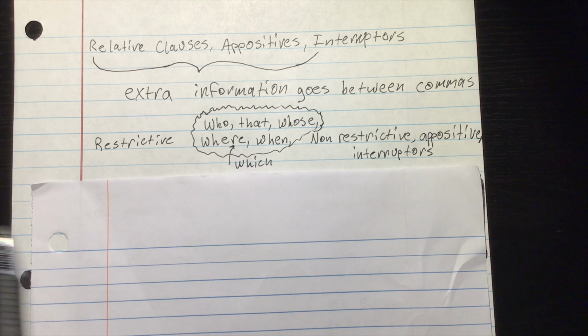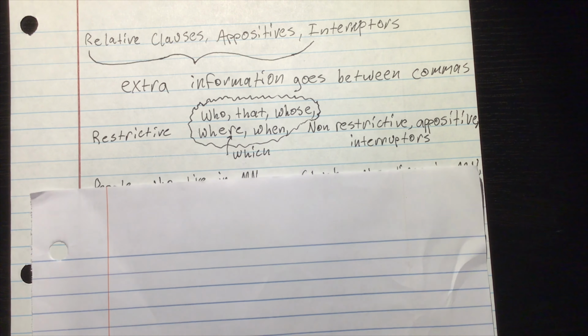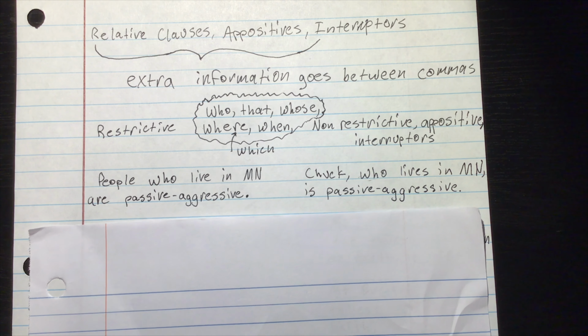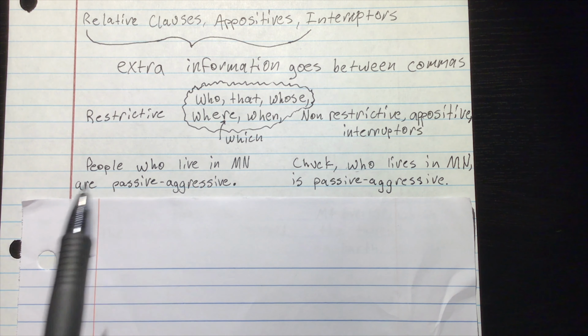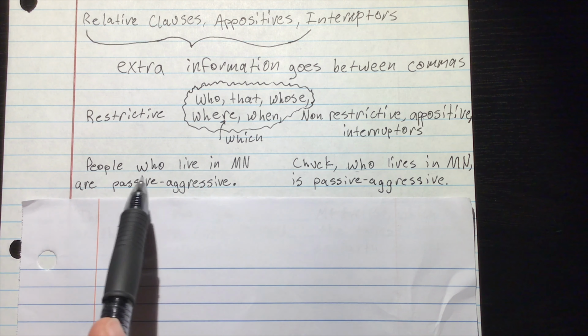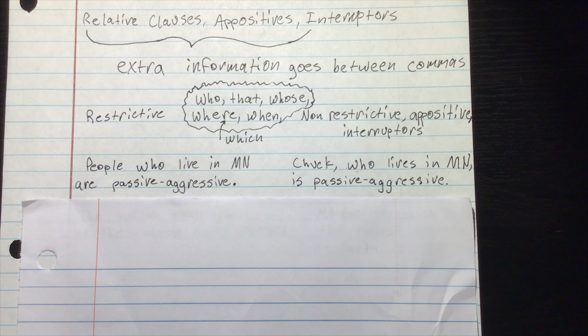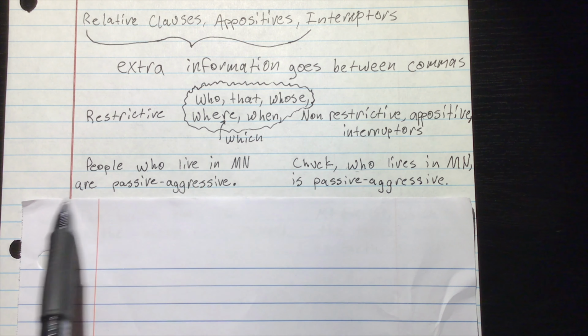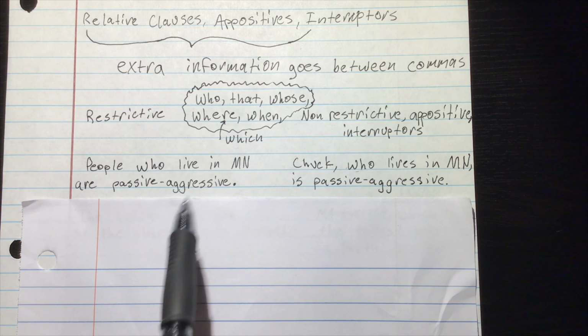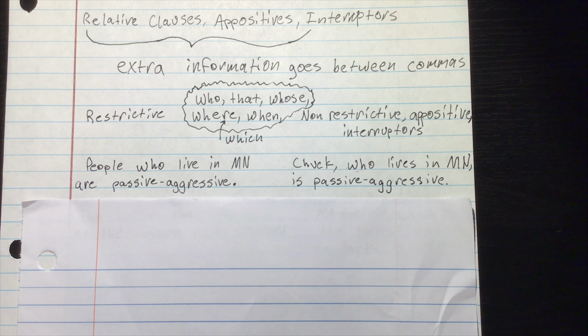So let's look at where you need a comma versus where you don't. A restrictive clause describes the noun that it's talking about in a restrictive way, in a way that defines the noun that it's talking about. So this type of clause does not need commas because the extra information, the information provided by the restrictive clause, is essential for the meaning of the sentence. If I read this as it is, people who live in Minnesota are passive-aggressive. This "who live in Minnesota" is telling us what people we're talking about, who we're talking about. It's describing or defining the noun that we're talking about.